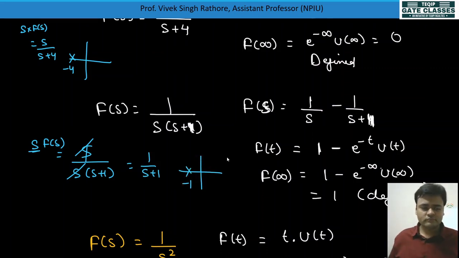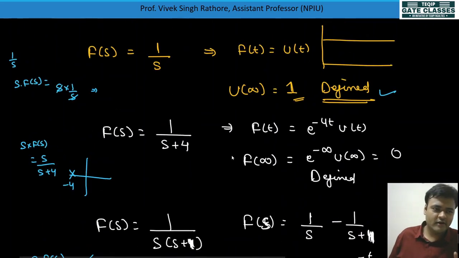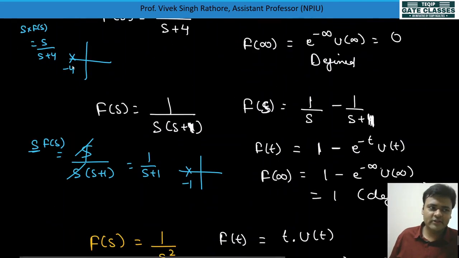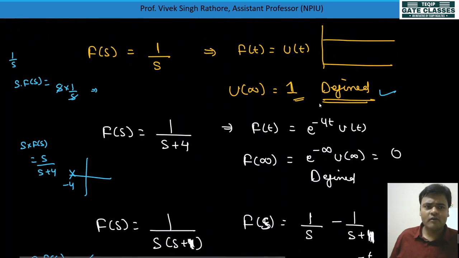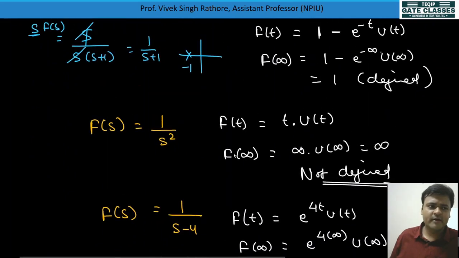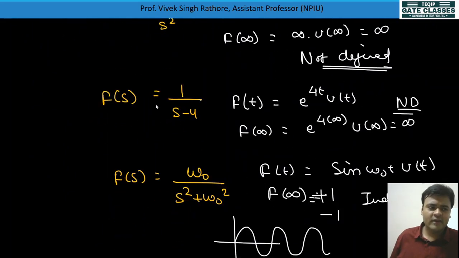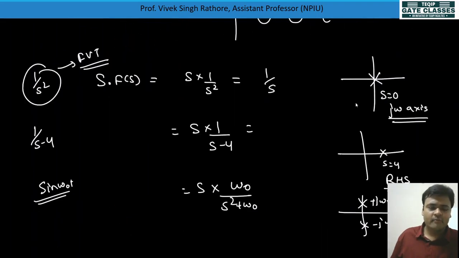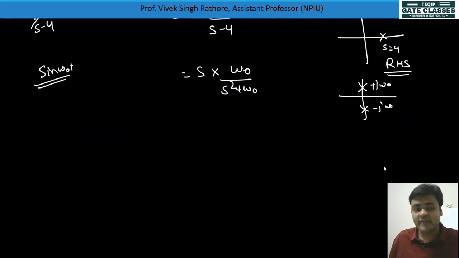So now what I wanted to tell you, maybe you are now understanding it, that if your pole is in the left hand side, and here also it is in the left hand side, all final values were defined. But for the value when we do s into f of s and we get the poles at the j omega axis or in the right hand side, then that value is not defined, right? That value is not defined.